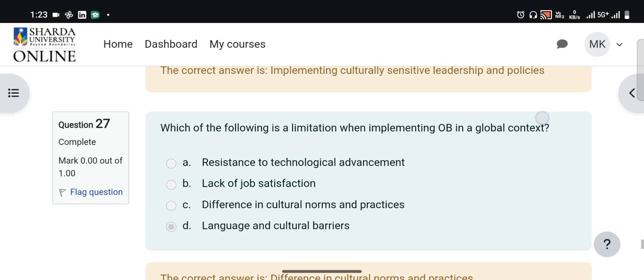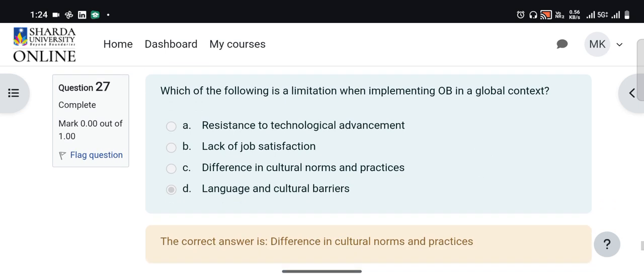Question number 27. Which of the following is a limitation when implementing OB in a global context? Option A, resistance to theoretical advancement. Option B, lack of job satisfaction. Option C, difference in cultural norms and practices. Option D, language and cultural barriers. The correct answer is difference in cultural norms and practices.